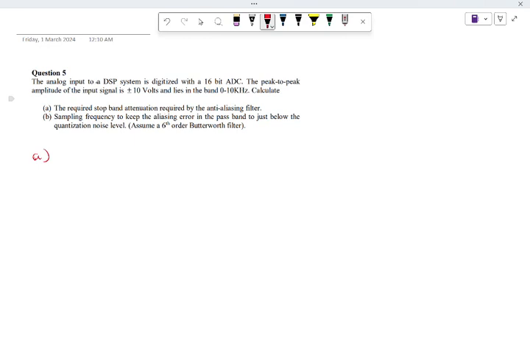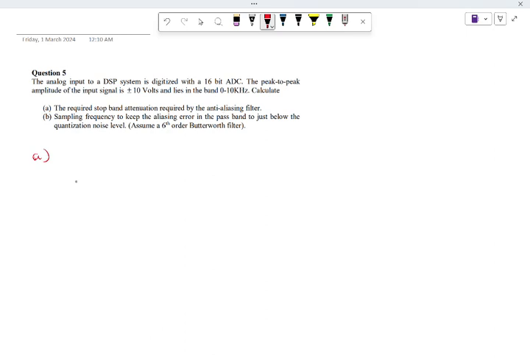So there's an analog input to a DSP system that is digitized with a 16-bit ADC. The peak-to-peak amplitude is 10 volts and lies in the band of 0 to 10 kHz, so the highest frequency of interest is 10 kHz. Calculate the required stop band attenuation of the anti-aliasing filter.